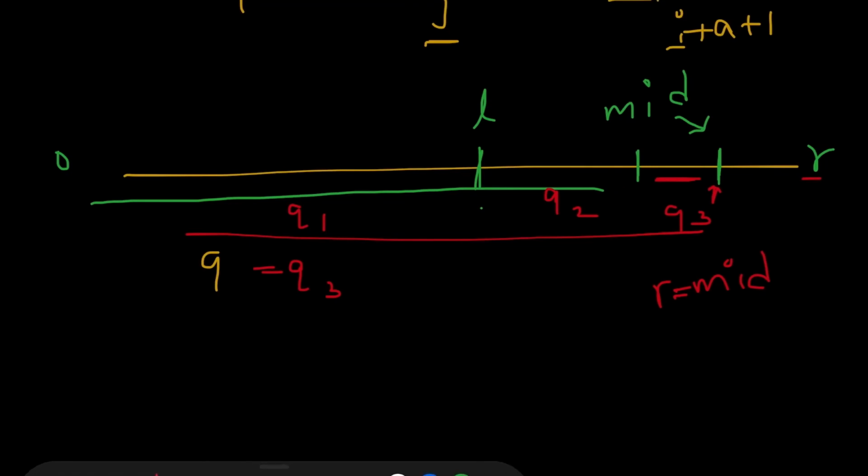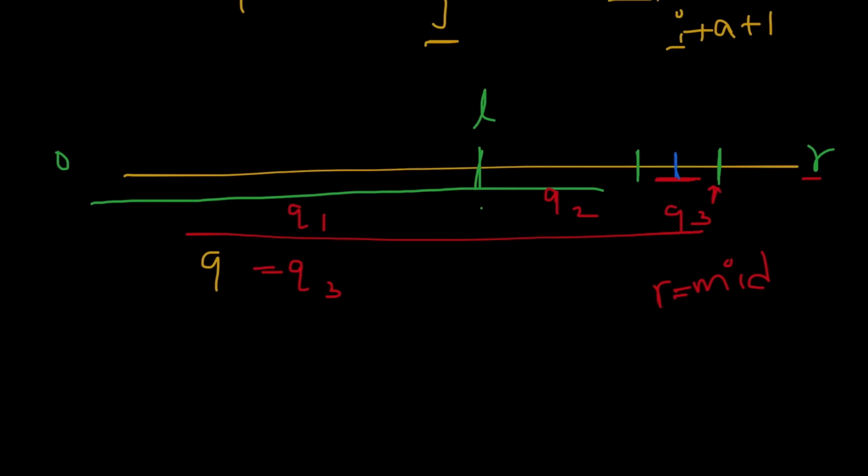So now my mid will come somewhere in the middle. And again, I will check for this portion whether the value is less or equal. If it is equal, I will again change the value of R to mid. And if it is less, then I will change the value of L to mid plus 1. So this is a normal binary search. In this way, you can find out where K lies. Let's say K lies here.